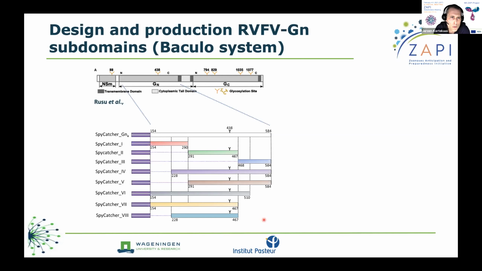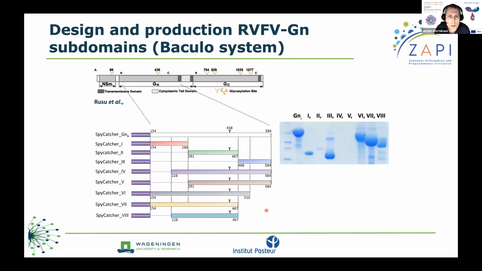So what we did, together with a lot of help from our ZAPI partners at Institut Pasteur, we looked at the structure of this, taking into account the cysteine positions and also hydrophobicity plots, etc., and looked at what part of the protein could individually be expressed. Obviously, these subdomains had to be folded correctly to elicit the right immune response.